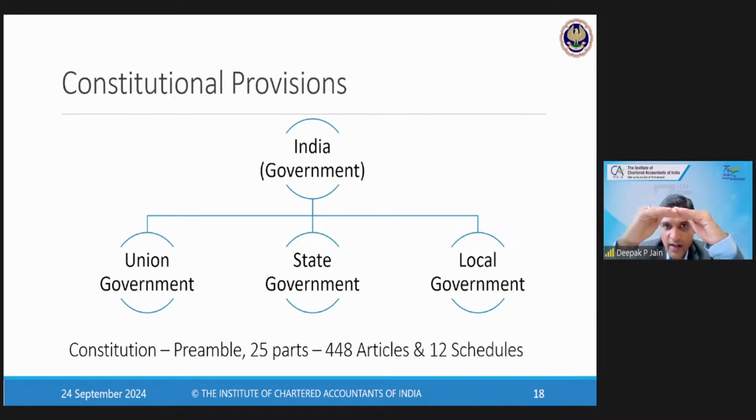Now they had to bring in an alignment and make a law in such a way that on one transaction, both center and state will collect taxes. Was there any law for that? There was no law. That's where the constitution had to be amended.